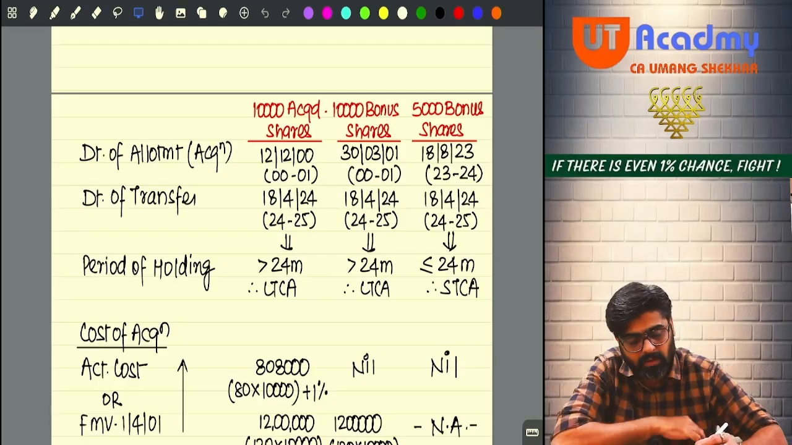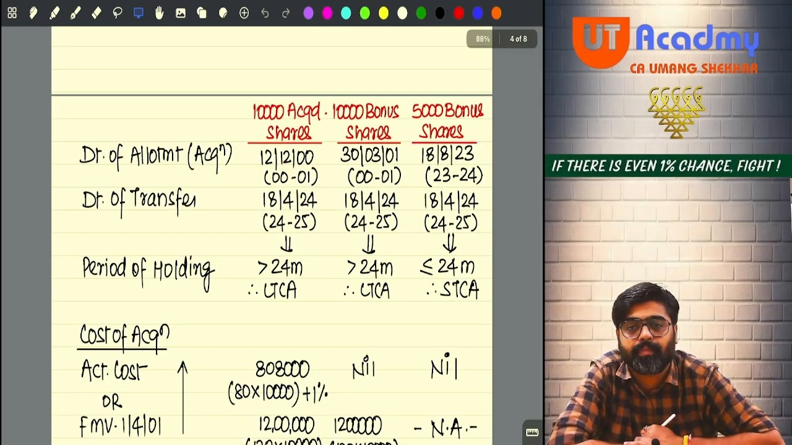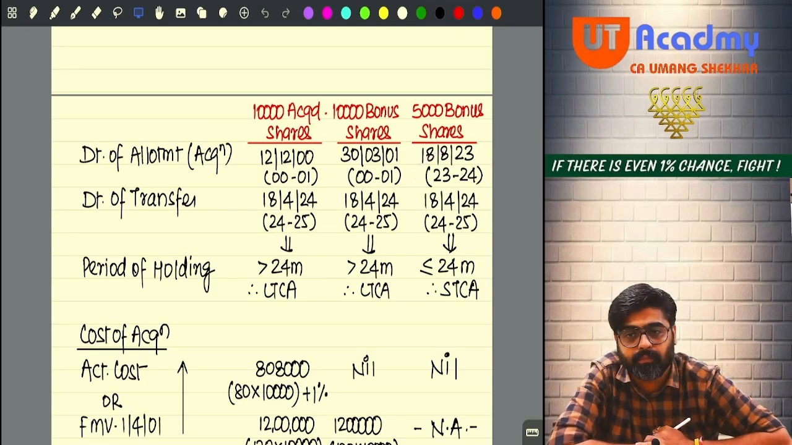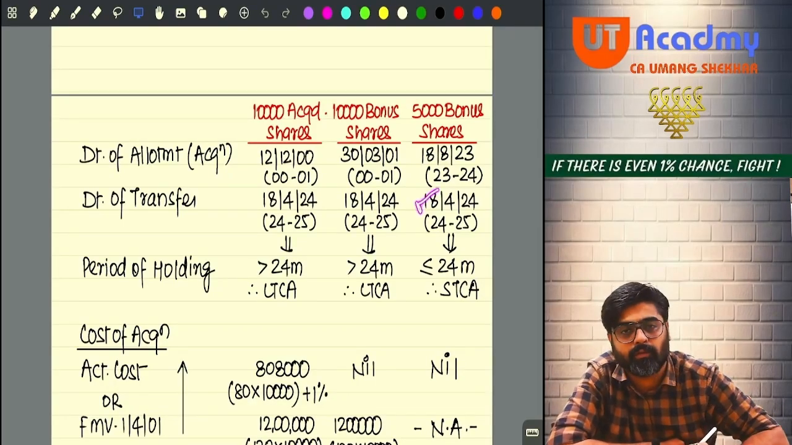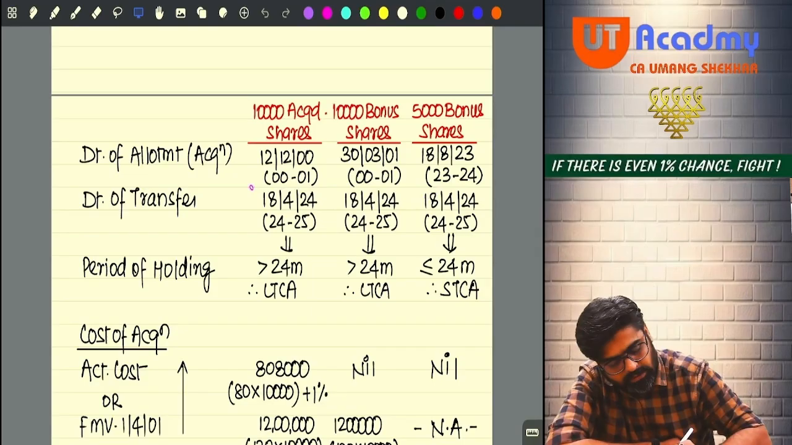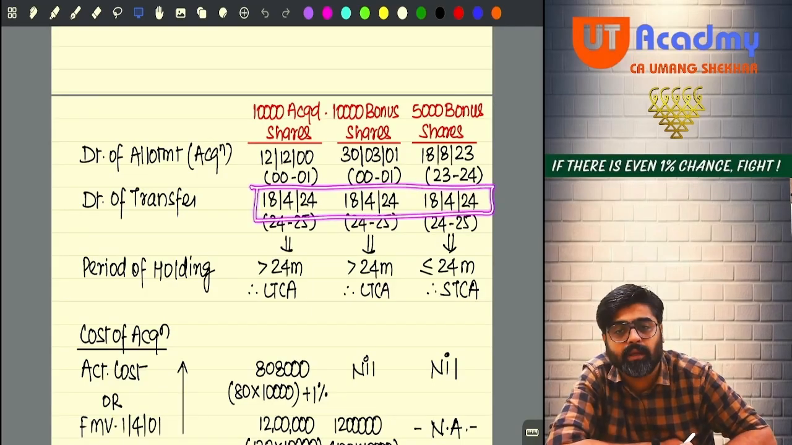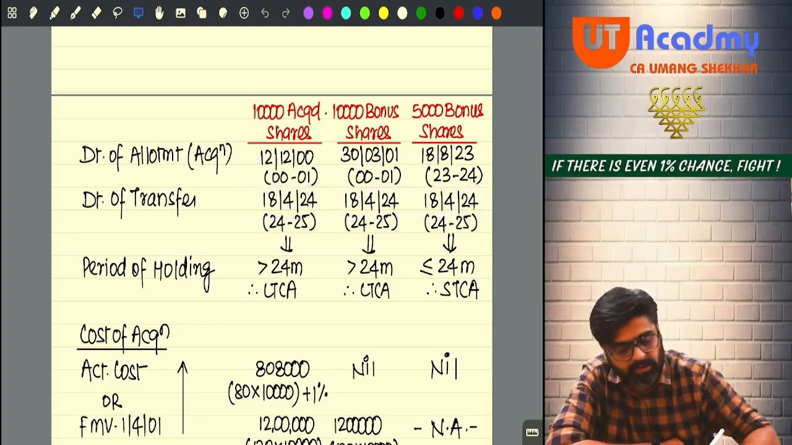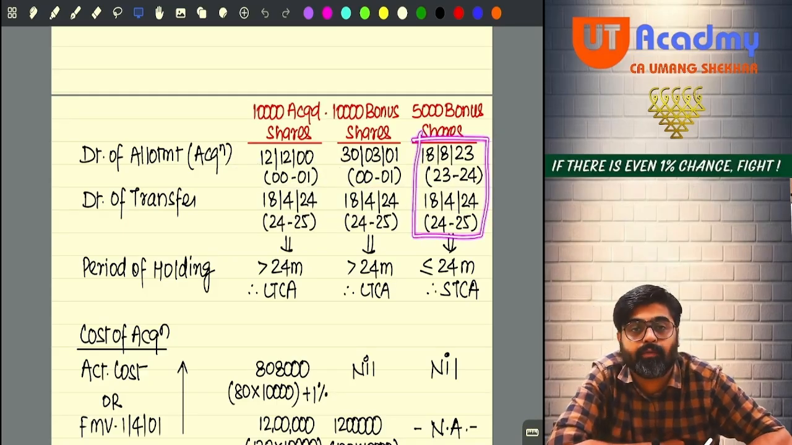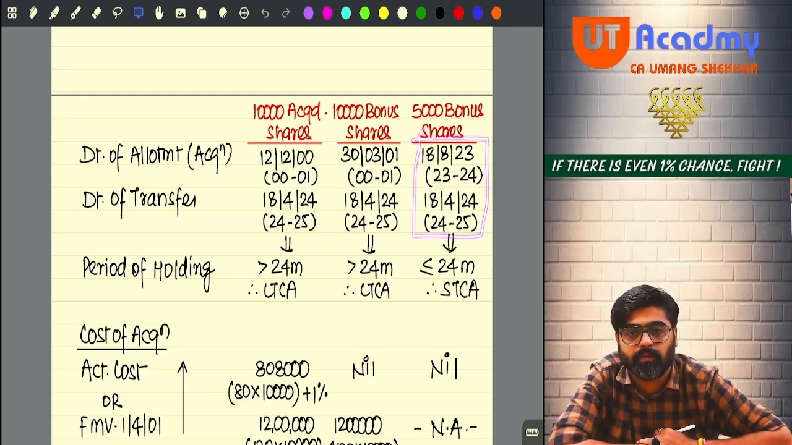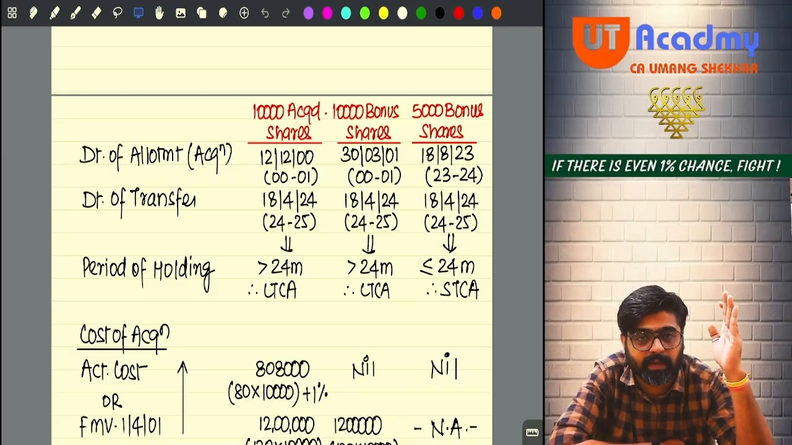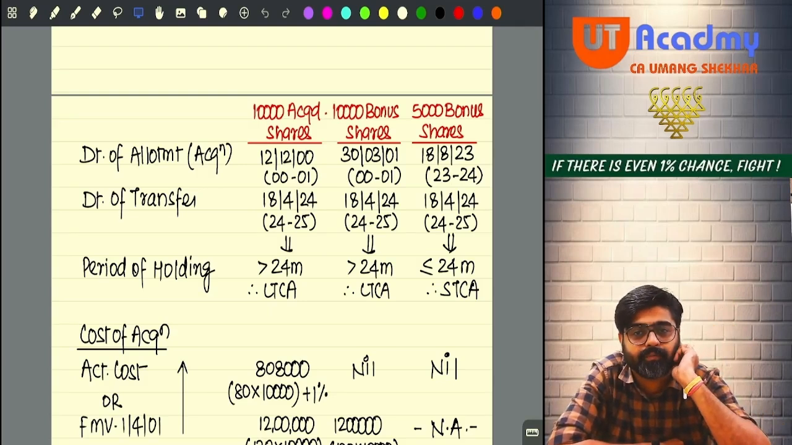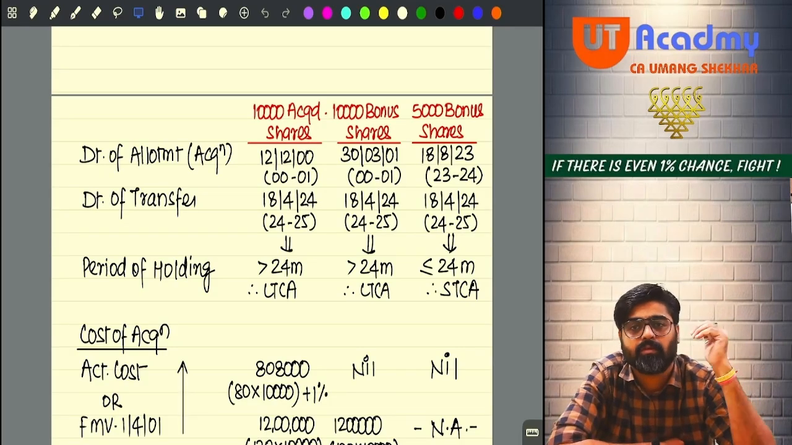Yes or no? Now you have 5,000 bonus shares also. These 5,000 bonus shares were issued to you on 18th of August 2023. And these 5,000 shares also you sold on 18th of April. So all the shares are sold on the same date. Can you see? But the date of acquisition is different. Now check. For the last 5,000 bonus shares, your period of holding is not more than 24 months. It is less than 24 months. From 18th August 2024 to 18th April 2024. Hardly 5-6 months. 6-7 months.